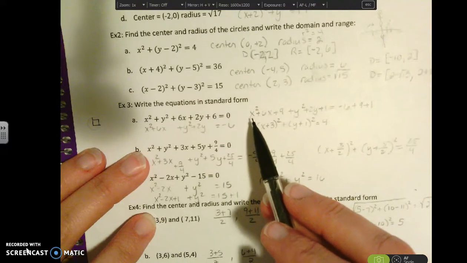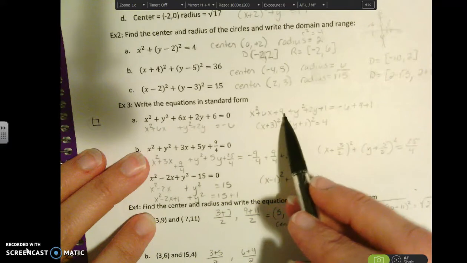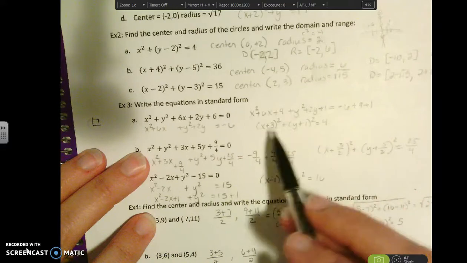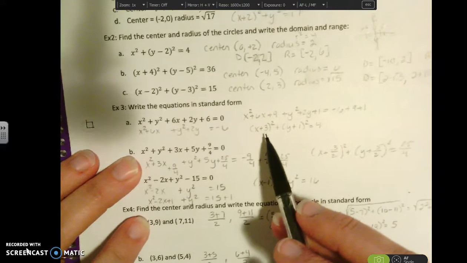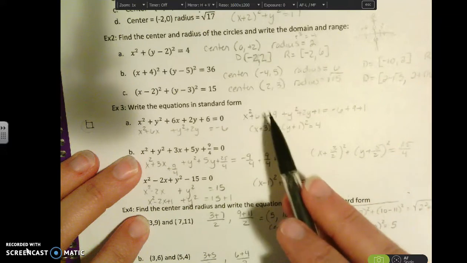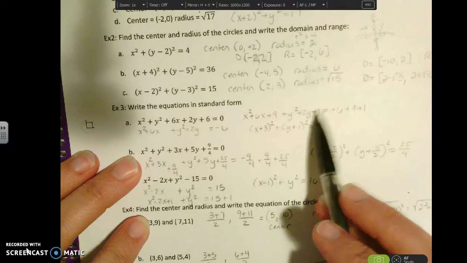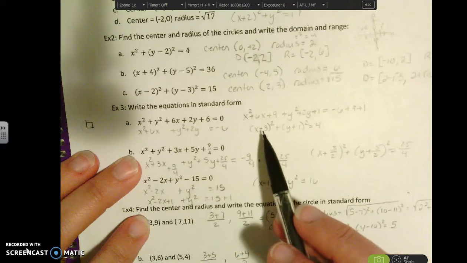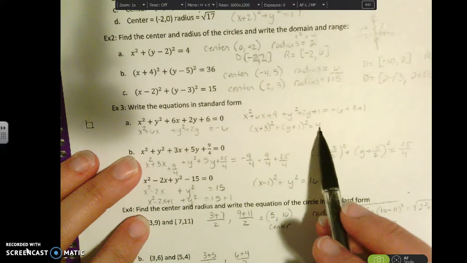We're going to complete the square now. Half of 6 squared is 9, and half of 2 squared is 1. That gives us a perfect square trinomial, so I can factor this into (x + 3) squared and (y + 1) squared. And then remember, since I added 9 to this side, I have to add 9 to this side, and I added 1 to this side, so I have to add 1 to the other side. So I end up with a 4. So in this problem, my center would be (-3, -1) and my radius would be 2.